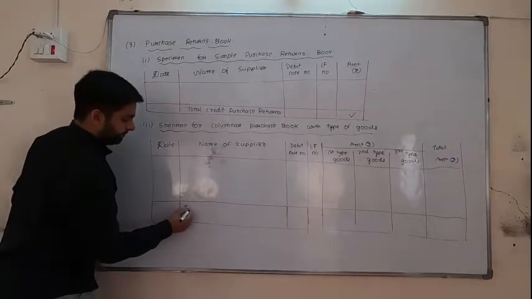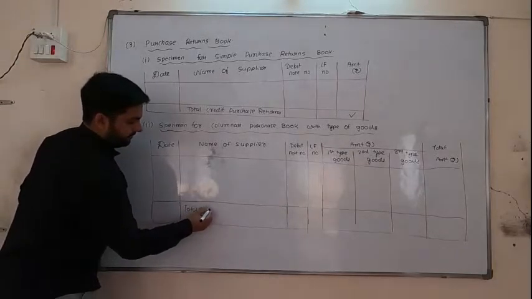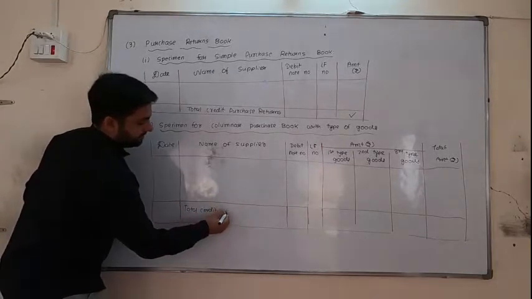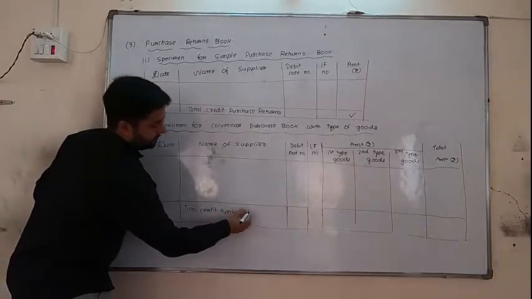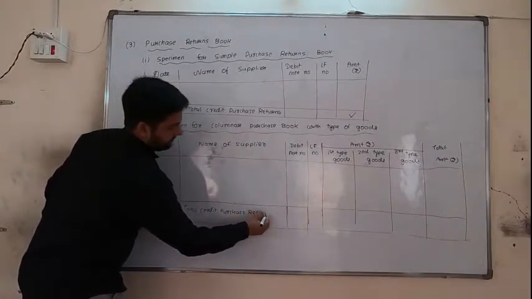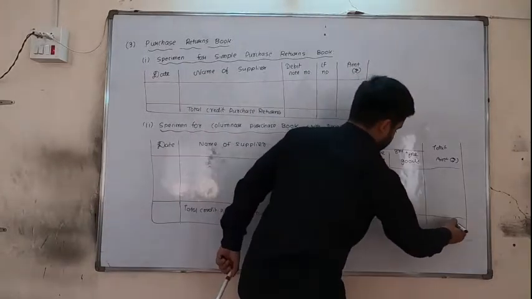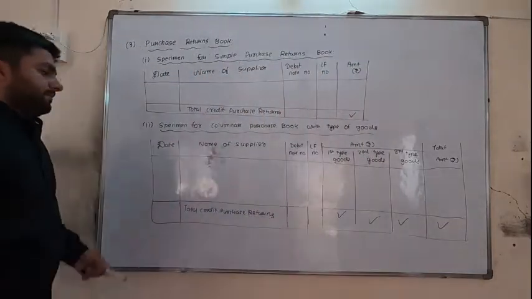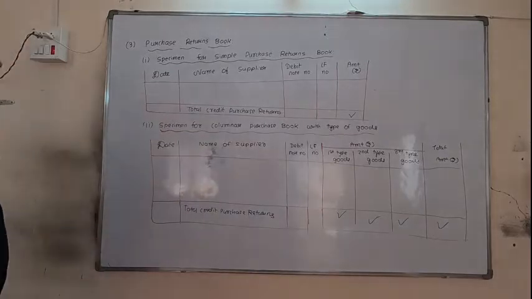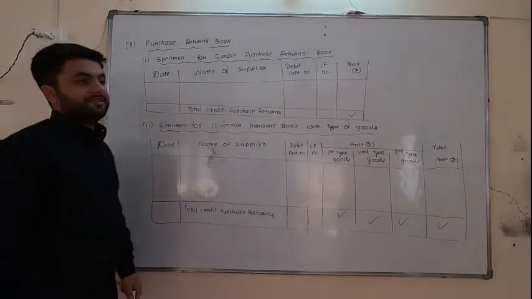Again, total credit purchase returns. So this is the format for purchase returns.